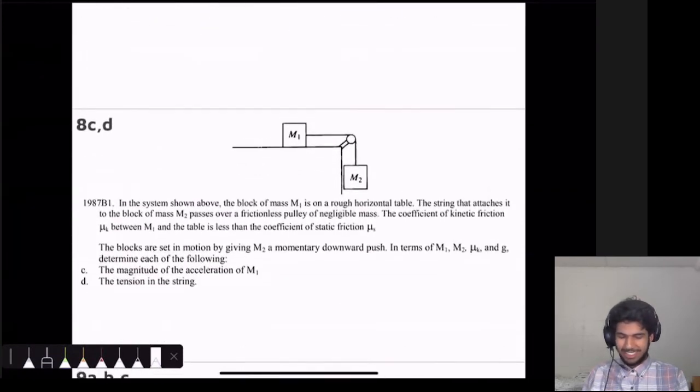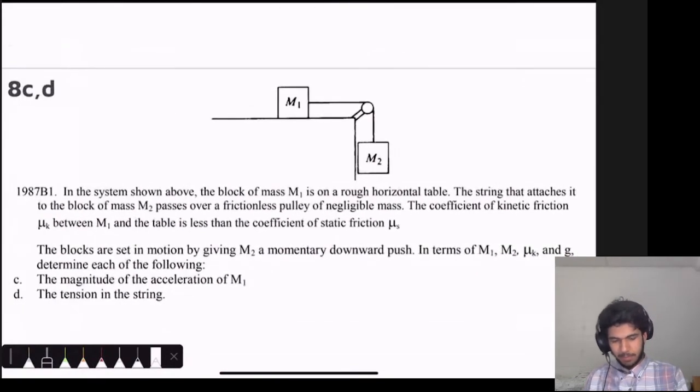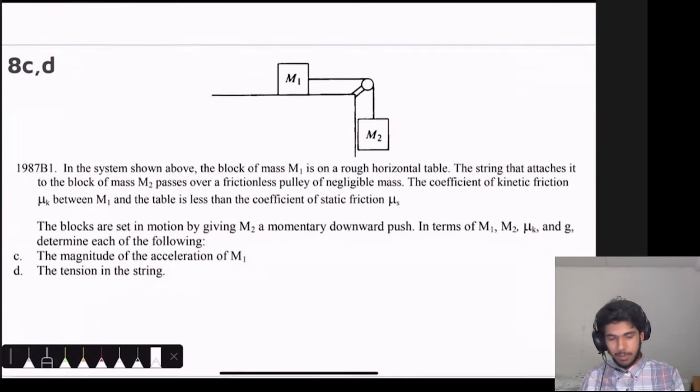Unfortunately, there's still a part C and D. So let's take a look at what's going on here. The question is the same, but now if we look here, the blocks are set in motion by giving M2 a momentary downward push. In terms of these values, determine each of the following: magnitude of the acceleration of M1.